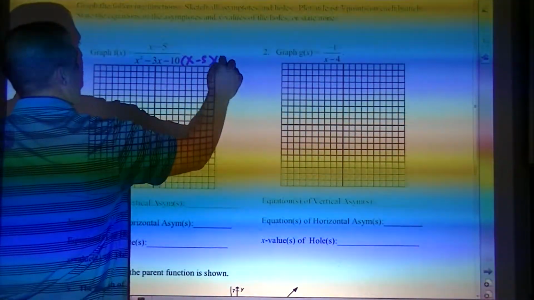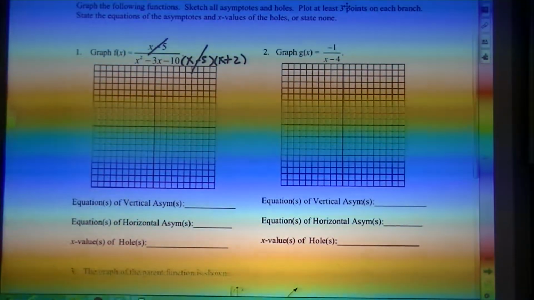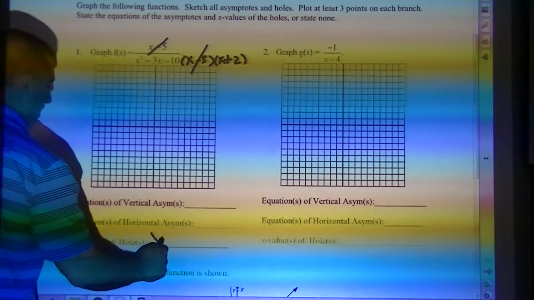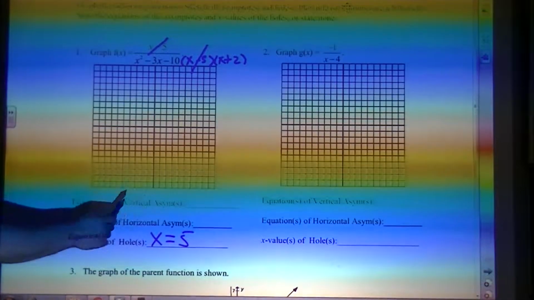Now what ends up happening here is this crosses out. Now that's going to create a hole. So the solution of that, if that's x minus 5, the value of that's going to be x equals 5. Now when we get to the graph, we're going to go through that again.